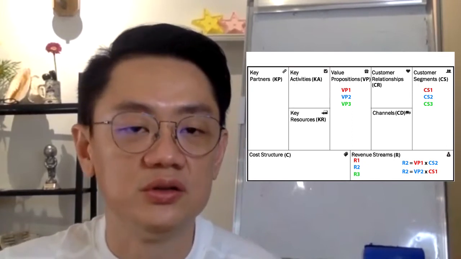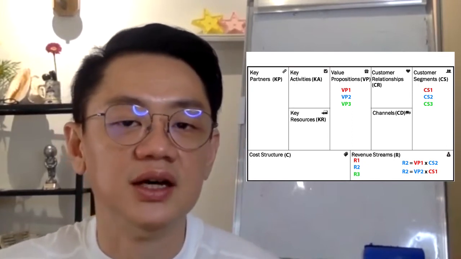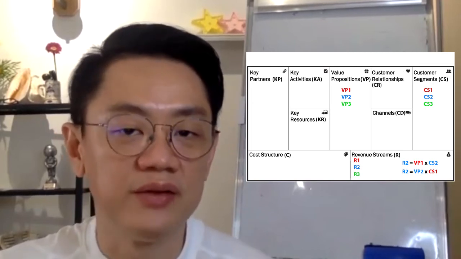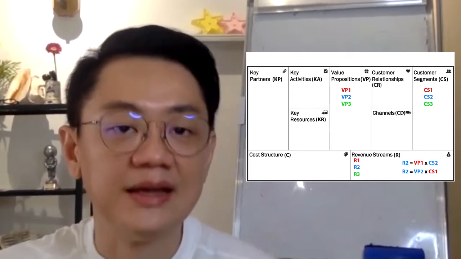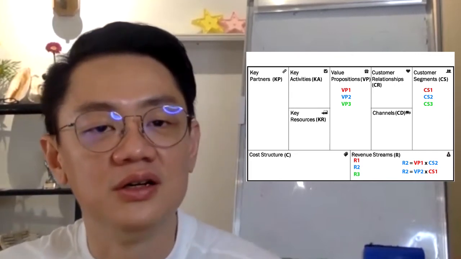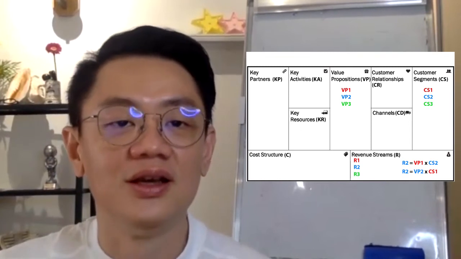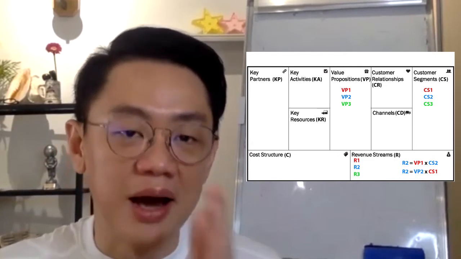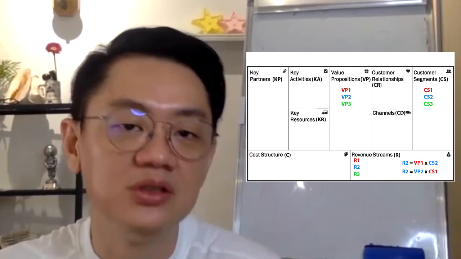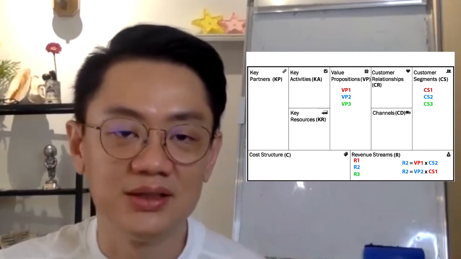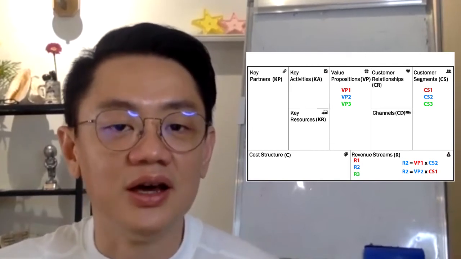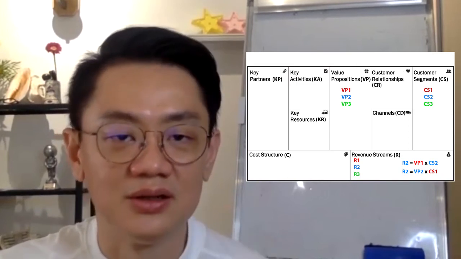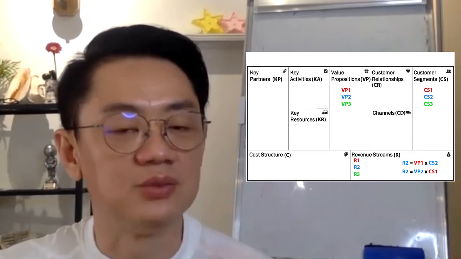So the formula looks like this. All right, you determine the R2. R2 means additional revenue. How do you do that? Identify your first VP multiplied with your CS2. Got it? Vice versa, you can identify R2, additional revenue, by identifying your VP2 times your CS1. Simple as that. It means creating value by providing to different kinds of customers. This formula will explain it all.